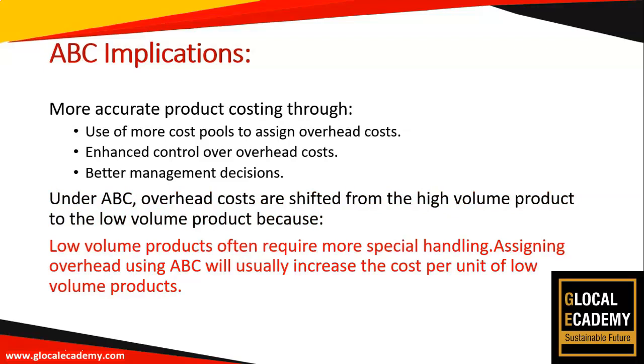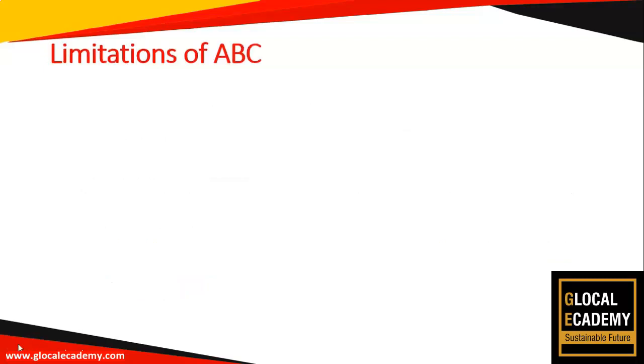Again, the rationale is that low volume products often require more special handling and are more complex. So assigning overhead costs using activity-based costing will usually increase the cost per unit of low volume products, which are assumed to be more complex. So after understanding the implications, we need to understand the limitations of activity-based costing as well.